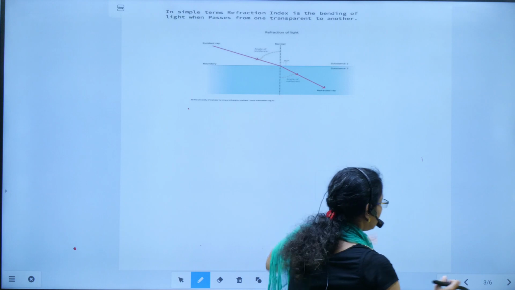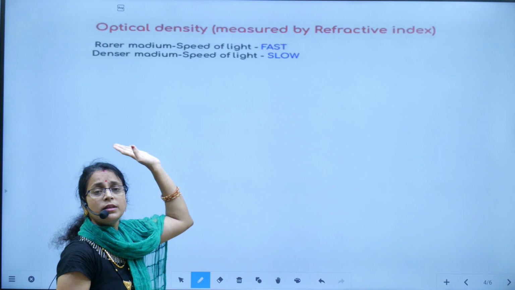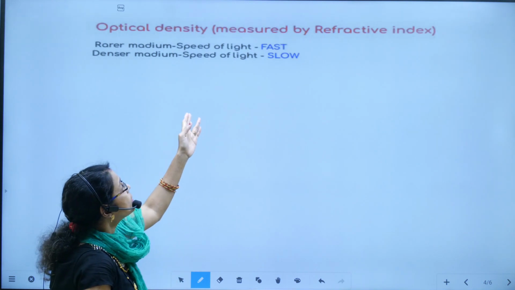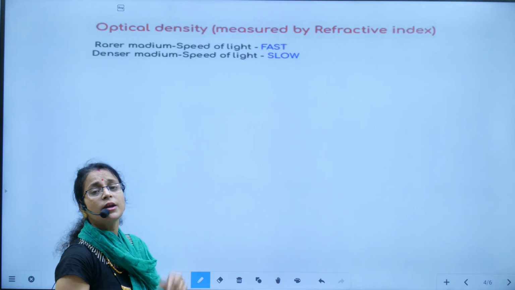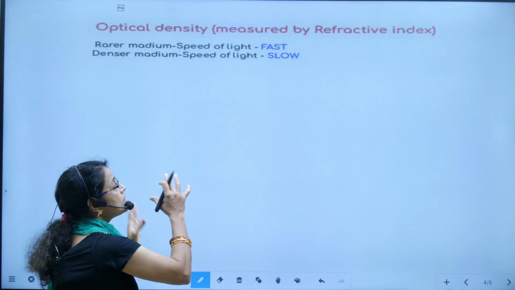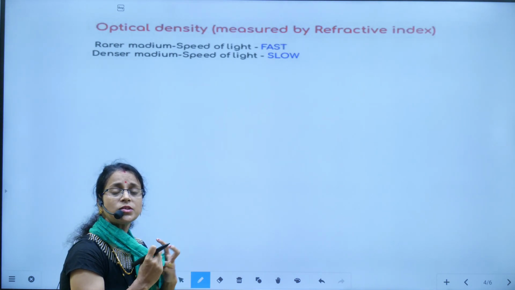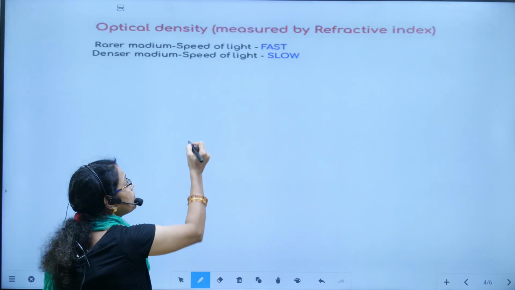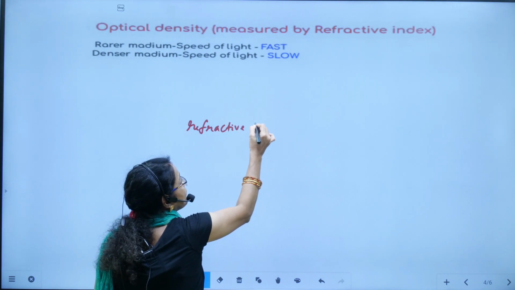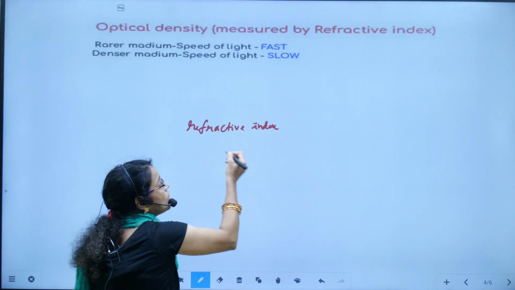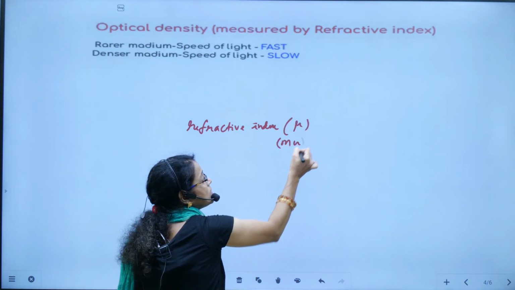So from here it is clear that when light travels in a rarer medium, the light speed is very fast, and when it travels in a denser medium, the light speed is much slower. So this change in speed is because of what? Optical density, and we can measure this optical density with the help of a parameter called the refractive index. So the refractive index measures the index of refraction. We can represent it with the symbol mu.